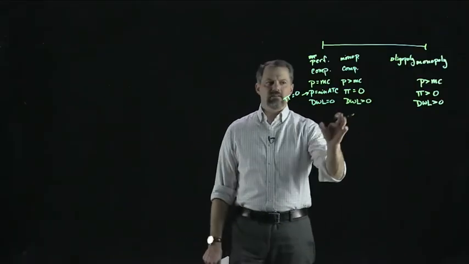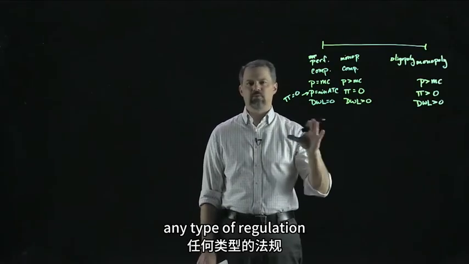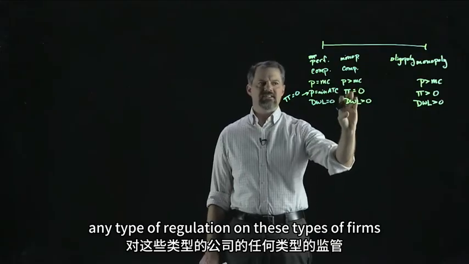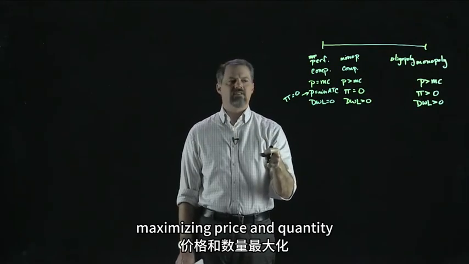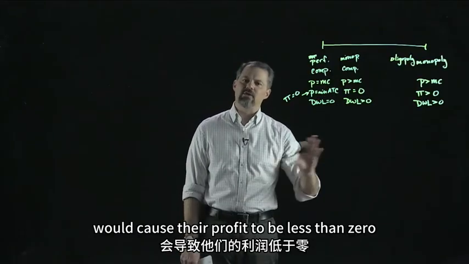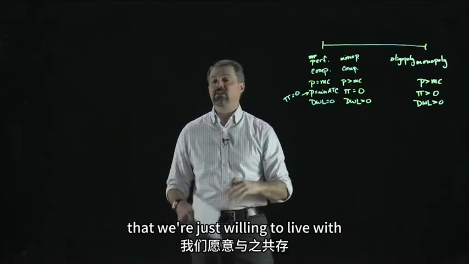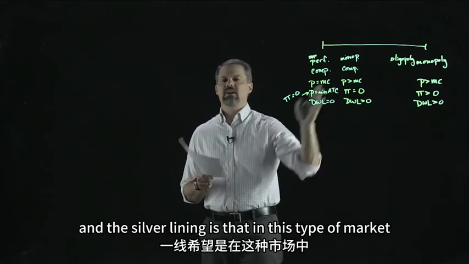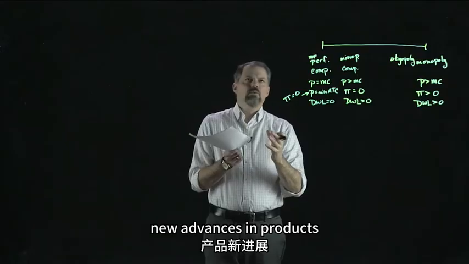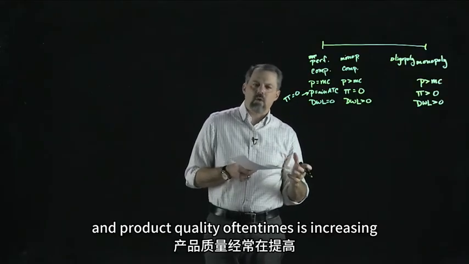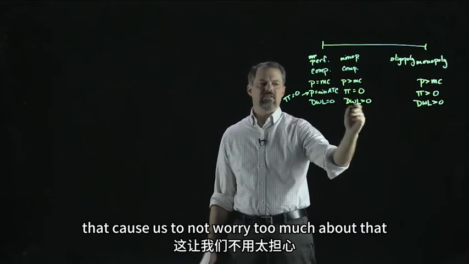But remember that since profit gets driven to zero, it's really challenging to think about any type of regulation on these firms. Forcing them to choose something other than their profit maximizing price and quantity would cause their profit to be less than zero. They'd exit the market in the long run. So there's deadweight loss, but it's deadweight loss that we're just willing to live with. And the silver lining is that in this type of market, there's lots and lots of product variety, and there are continually new advances in products, and product quality oftentimes is increasing. And so there are some really good things that happen here that cause us to not worry too much about that deadweight loss.